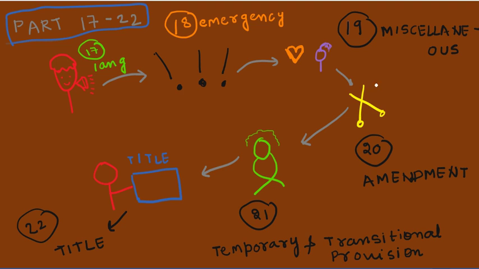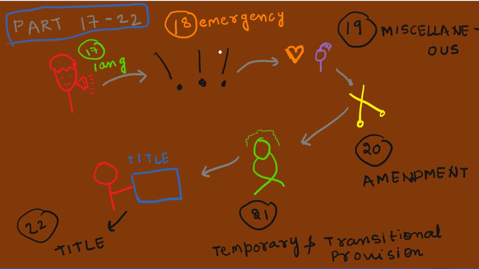Then after some time he realizes that he has to concentrate on his career, so he cuts all the unnecessary things in his life. That is amendment, which is part 20. Then he goes into a transition phase. This is just a symbol to show meditation. So he goes into a temporary and transition phase. After that, he works hard, and he gets some degree in education, which is title.